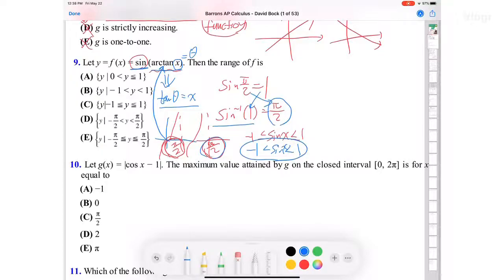So B is the answer. Basically, sine is between -1 and 1, inclusive. So C looks like the answer, but because arctangent x doesn't exist at pi over 2 and 3 pi over 2, and sine pi over 2 is 1, sine 3 pi over 2 is -1, we have to exclude those two numbers. Okay, let's go to number 10.